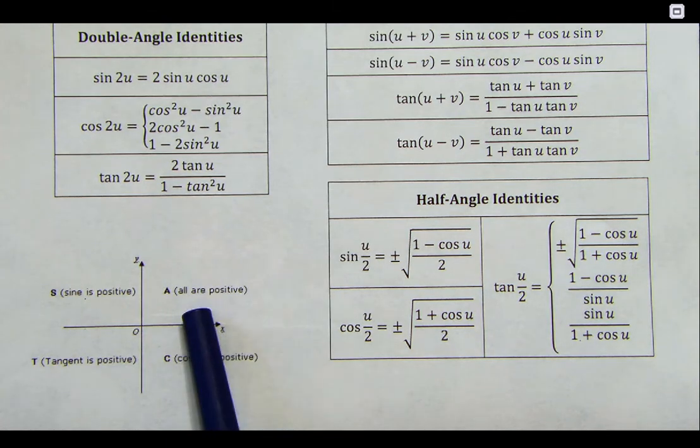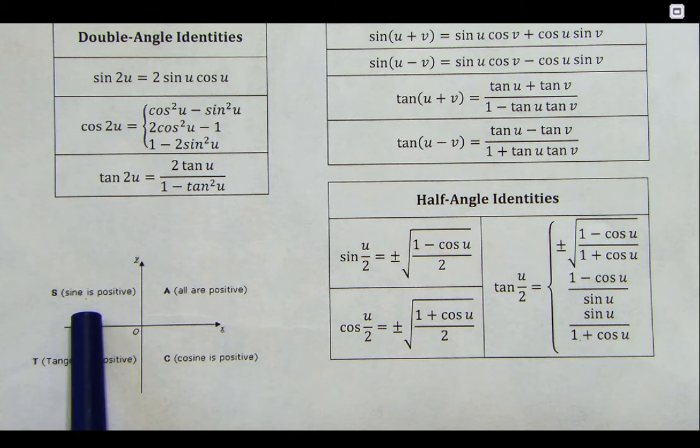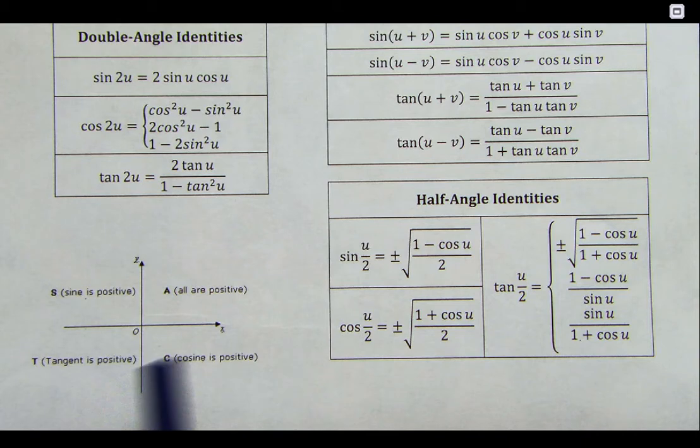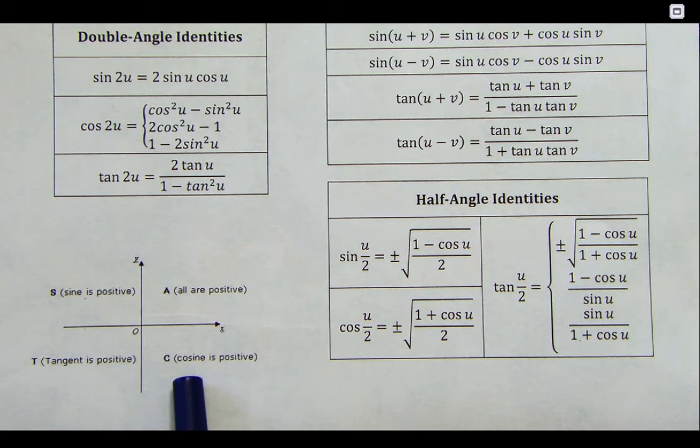So for example, all of our trig functions, our exact answers, would be positive in quadrant 1. In quadrant 2, the sine and then its reciprocal cosecant are positive. Everything else is negative. In quadrant 3, tangent and its reciprocal cotangent is positive. And then all the other trig functions would be negative. And then quadrant 4, cosine and its reciprocal secant are the only trig functions that are positive. All the others are negative.